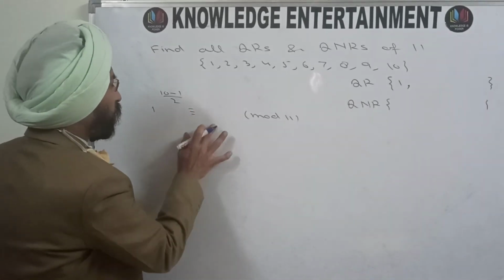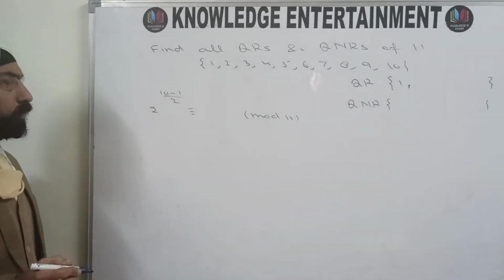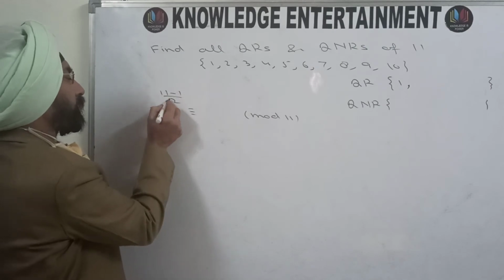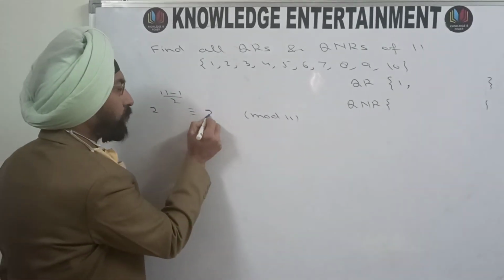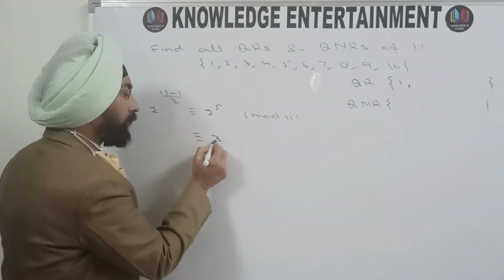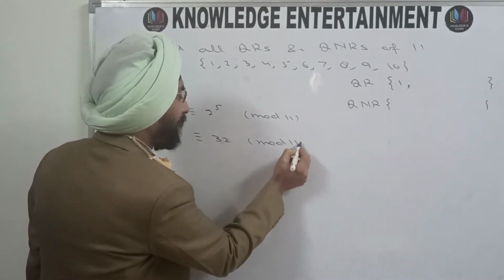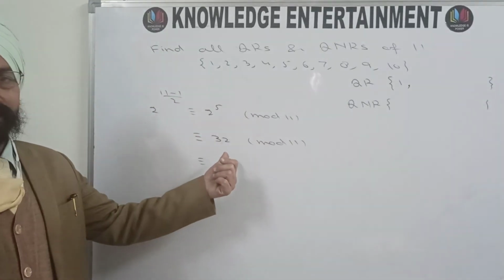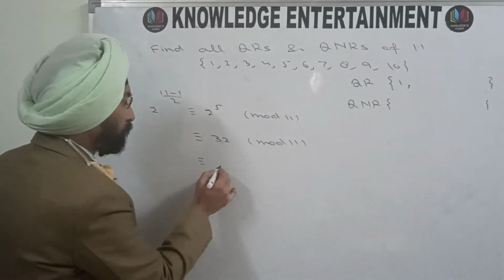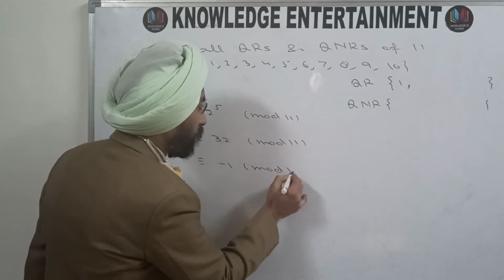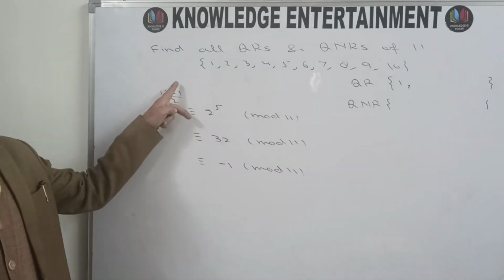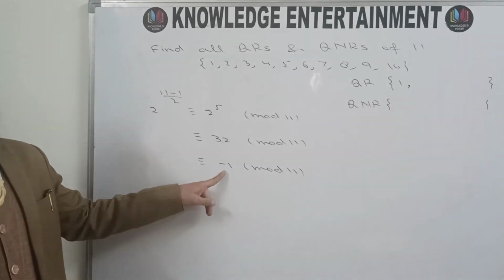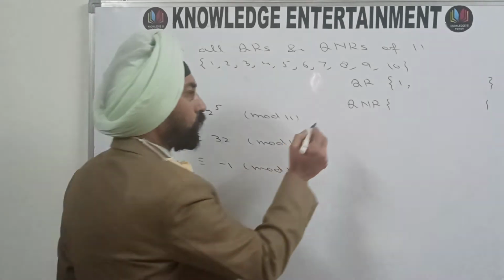Let us see what about 2. So 2 raised to the power (11 minus 1) by 2, not 10 minus 1 by 2. So 2 raised to the power 5 is congruent to 32 modulo 11, and 32, when you divide it by 11, you will get remainder 10. Congruent to 10 modulo 11 means minus 1 modulo 11. So 2 raised to the power (p minus 1) by 2 comes out to be congruent to minus 1 modulo p. So minus 1 will give you that 2 is a quadratic non-residue. So your 2 will be here in this set.